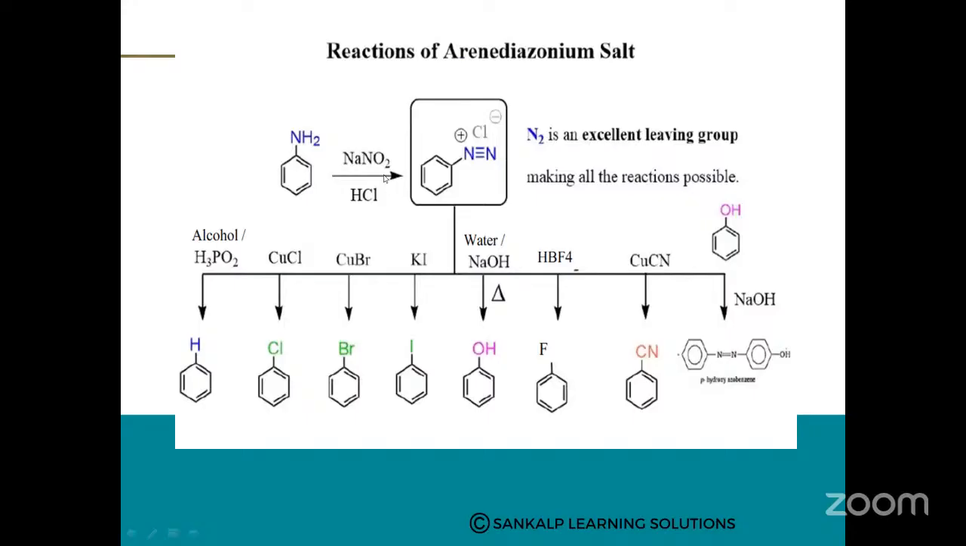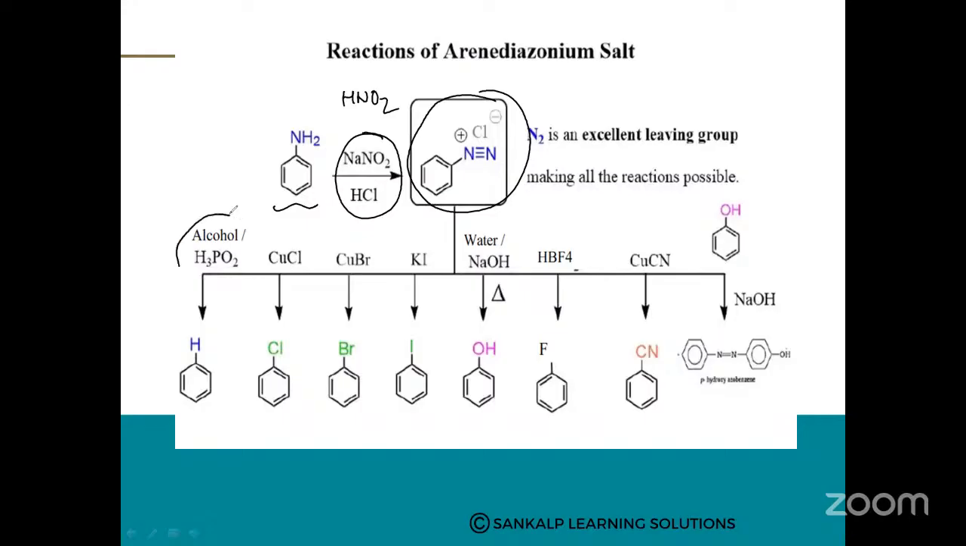By using this nitrous acid, here you can see this is aniline. We are treating it with NaNO2 in the presence of HCl. What am I going to get? Nitrous acid. When this nitrous acid reacts with aniline, I'm going to get benzene diazonium salt. So this benzene diazonium salt makes these reactions possible.